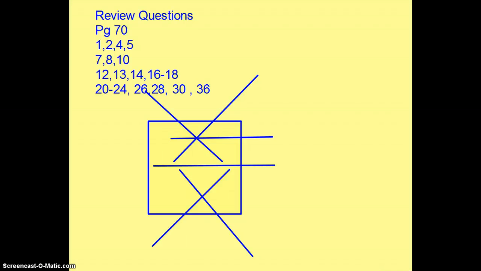A bus slows down uniformly from 75 kilometers per hour to 0 kilometers per hour in 21 seconds. How far does it travel during that time before stopping? So we're looking for distance. They give you time, they give you VI, they give you VF.